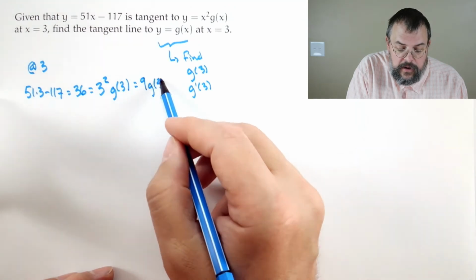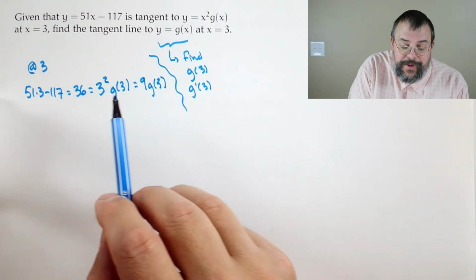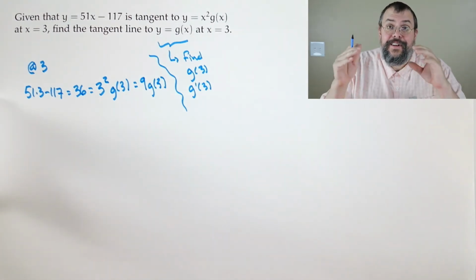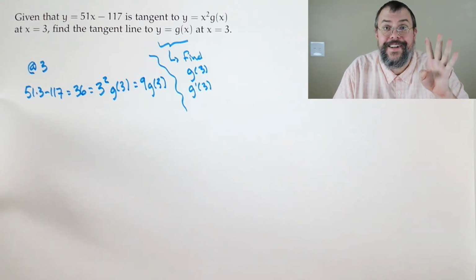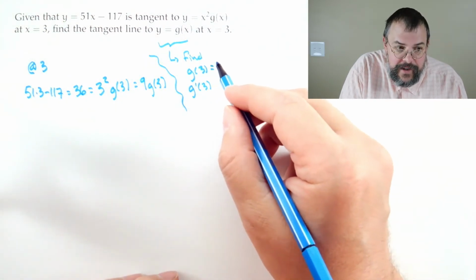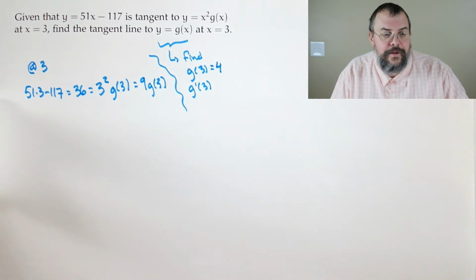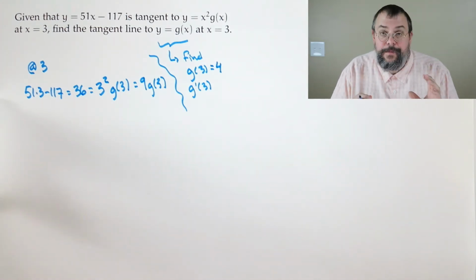Now, 36 is equal to 9 times g of 3. What does that tell us about g of 3? Divide by 9, and we get that g of 3 equals 4. Oh, a nice number. It's almost like they want us to have a nice expression, because of course they do. They like us. And what's not to like? We're very likable people. Okay, now, we're not done yet.